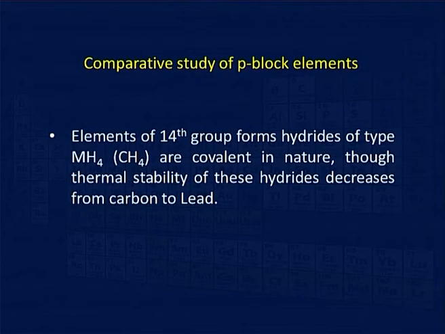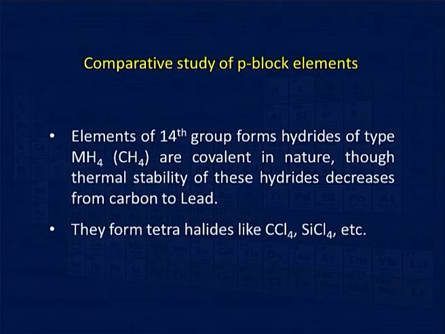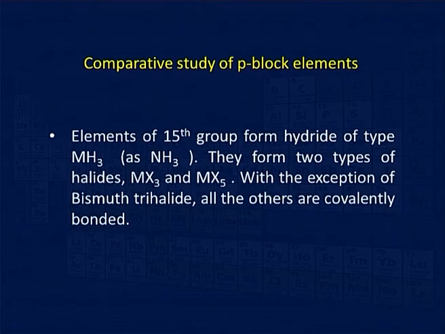The elements of the 14th group form hydrides of type MH4, like CH4 for carbon, which are covalent in nature. The thermal stability of these hydrides decreases from carbon to lead, which means that moving from top to bottom in the group, it decreases. They form tetrahalides like CCl4, carbon tetrachloride, used as a solvent, and silicon tetrachloride likewise. The elements of the 15th group form hydrides of type MH3, like ammonia. They form two types of halides, MX3 and MX5. With the exception of bismuth trihalide, all the others are covalently bonded.